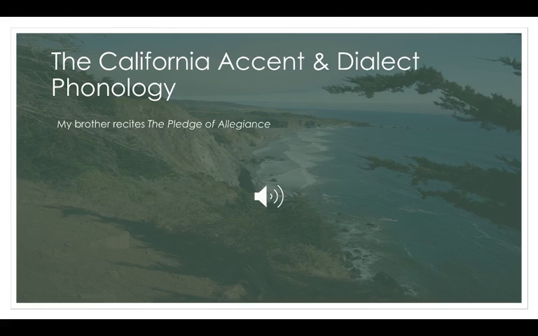So I had my brother, who is from California, and my mother-in-law, who is from Texas, do some recordings for me. I had them both recite the Pledge of Allegiance. You can hear my brother first and my mother-in-law later, and you can hear the differences. Let's listen to my brother, and keep in mind that he's a Californian. Try to see how much of the Californian phonology can be heard in his Pledge of Allegiance.